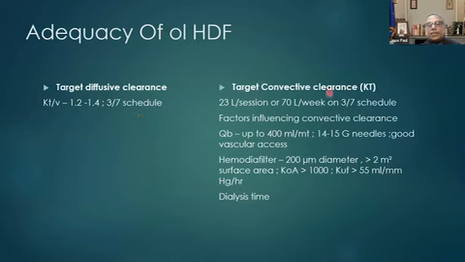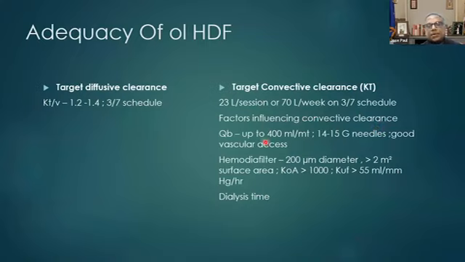If you're looking at the convective clearance, you have to look at a target of 23 liters of fluid that should be removed in every session, or 70 liters per week on a thrice weekly schedule. And the main factors which influence the convective clearance are almost the same as in dialysis.